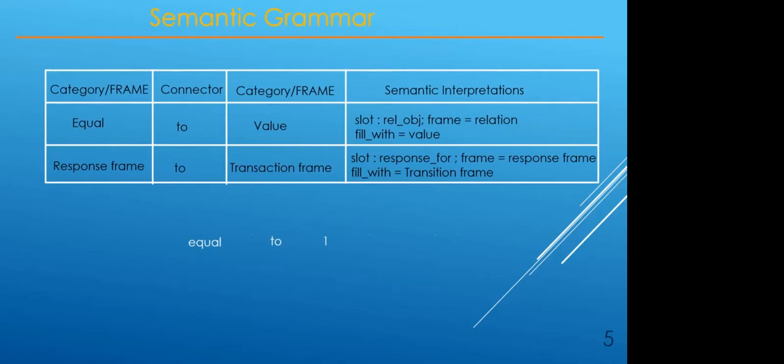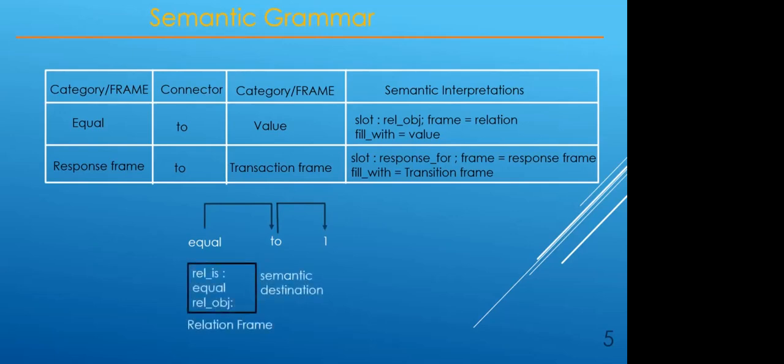For example, the implementation of the first row in the table is illustrated with a diagram below for the phrase equal to 1. So when the edges for this phrase equal to 1 are created, the relation frame at word equal is filled by value 1 at slot relation object, and this slot relation object is considered as a semantic destination of the value 1.